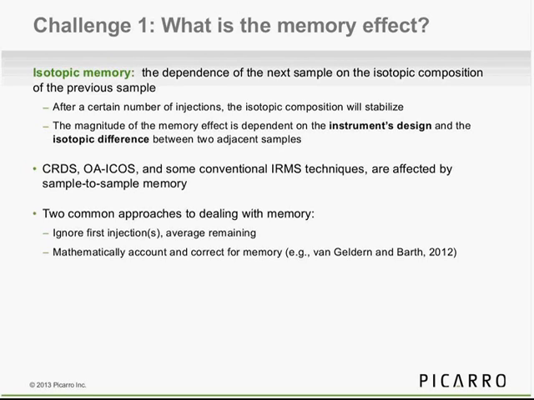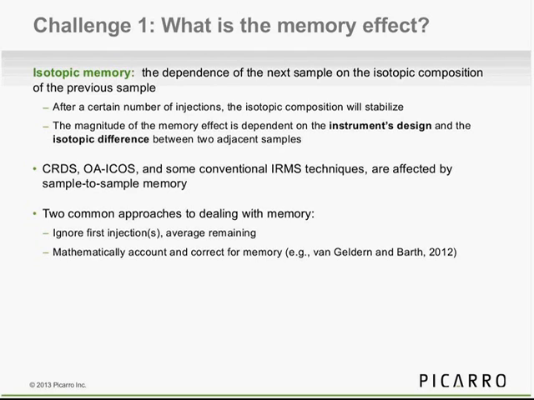There are two common approaches to dealing with this. We typically recommend that you do at least 6 injections per sample, and you ignore the first 3. You average the remaining. This will, though, depend on how isotopically different two samples are, and there are also different ways to deal with memory.